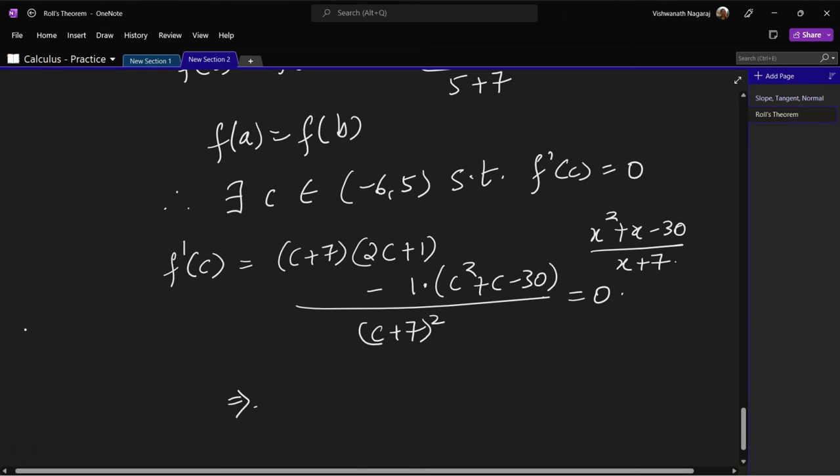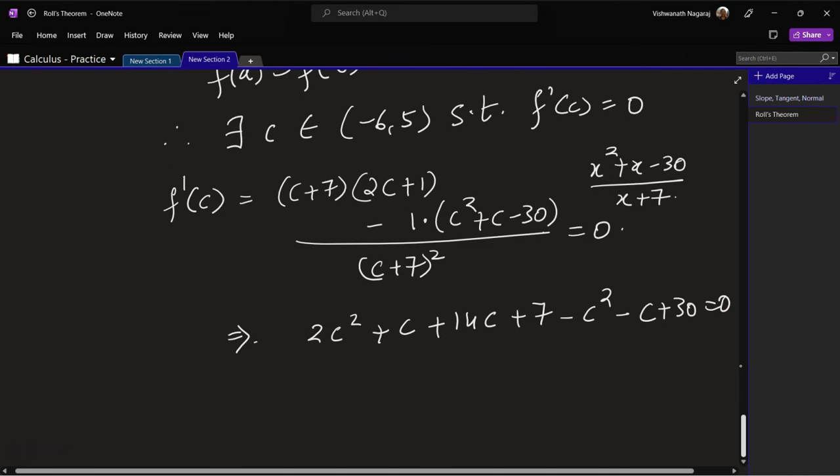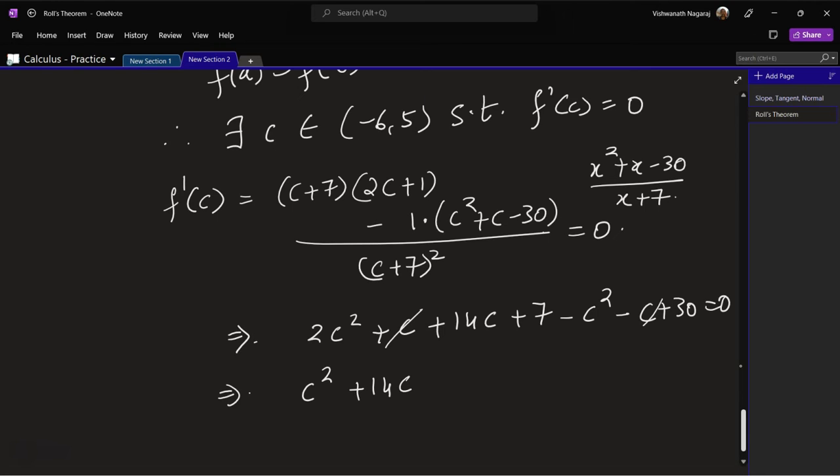Which implies, let's open this up: 2c square plus c plus 14c plus 7 minus c square minus c plus 30 equal to 0. The denominator disappears when we take it to the other side, which implies c square, the plus c and minus c cancel, so plus 14c, then 30 plus 7, so 37 equal to 0.